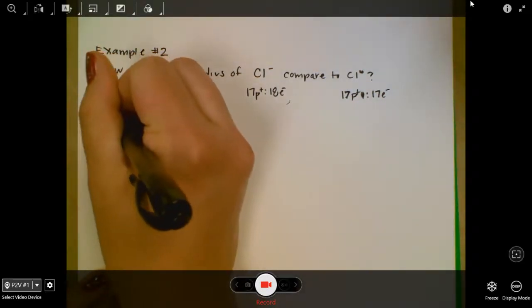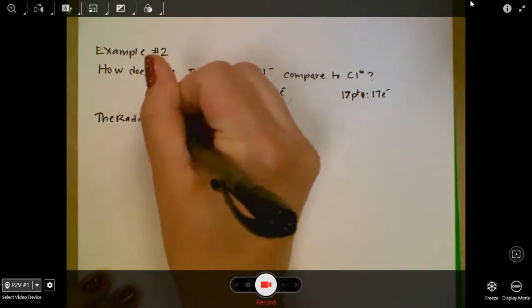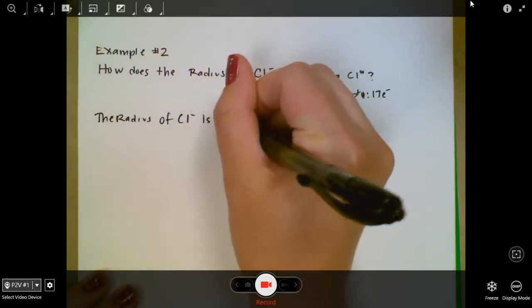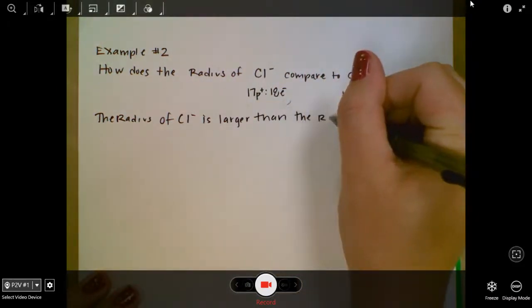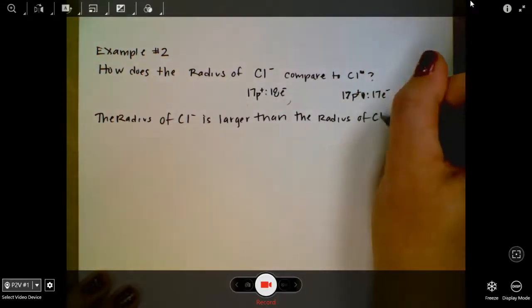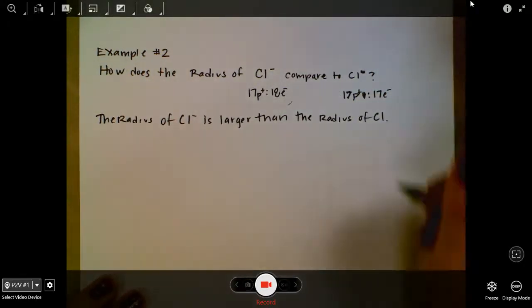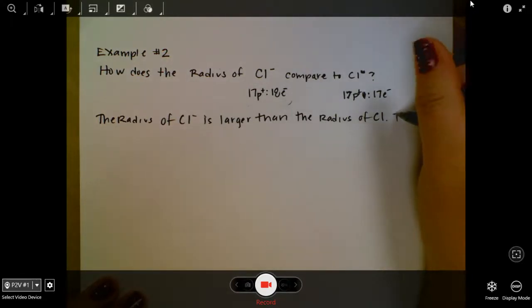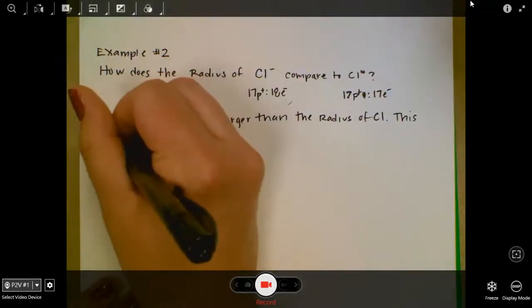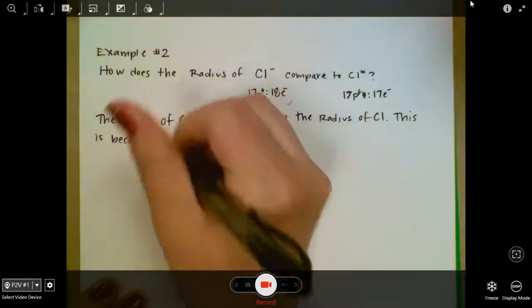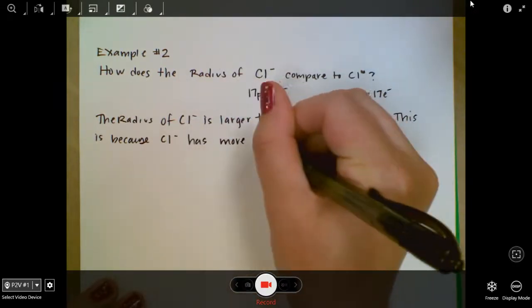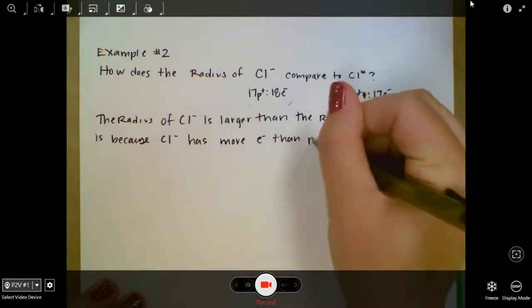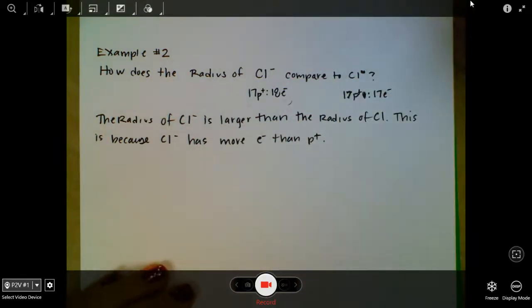So I'm going to say the radius of Cl minus is larger than the radius of Cl. Okay, so that's the first point, is just answering it. Then I'm going to say this is because Cl minus has more electrons than protons. Okay, so more electrons than protons. Then I need to discuss what causes that.